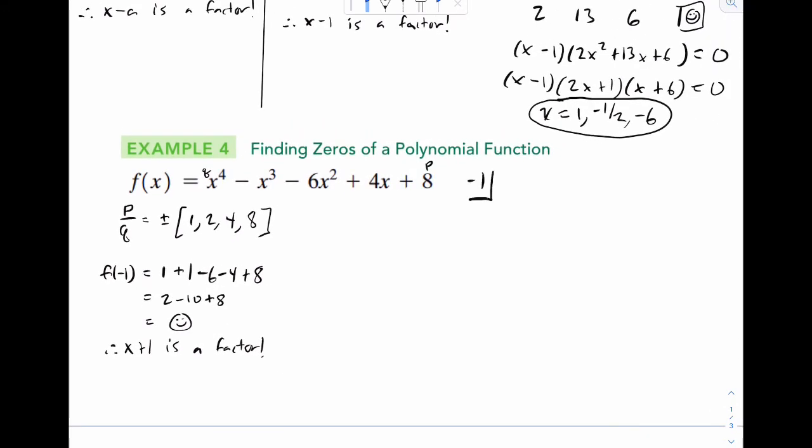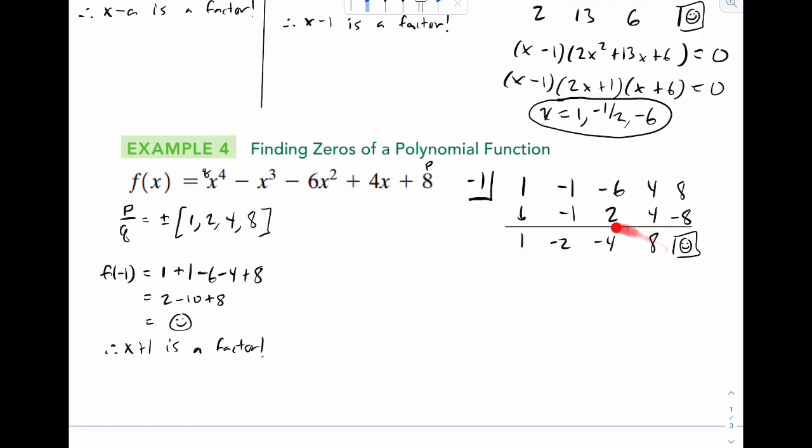Negative 1. And then let's write our synthetic down, our coefficients. 1, negative 1, negative 6, 4, and 8. We drop the 1, so negative 1, negative 2. It's going to be positive 2. That's 4, 8. Okay, so the 0 worked. That's great. So in the event you get this to be 0 and this is not 0, that means you must have made a mistake, because if this is 0, this has to be 0 here.